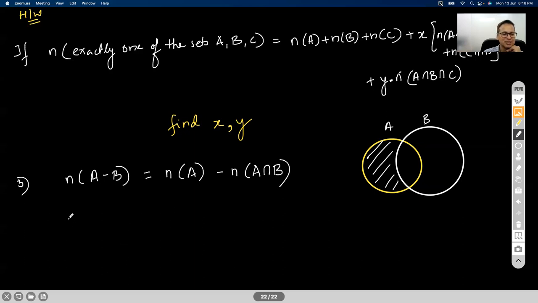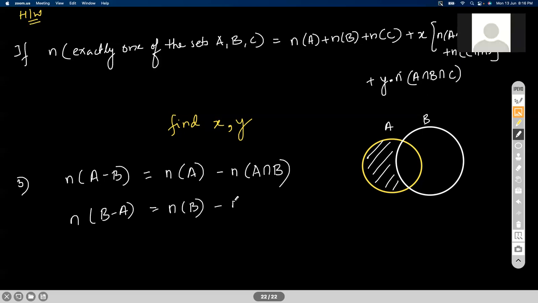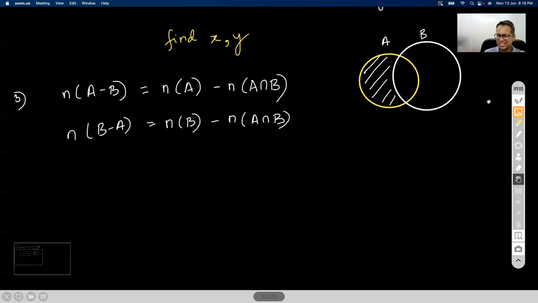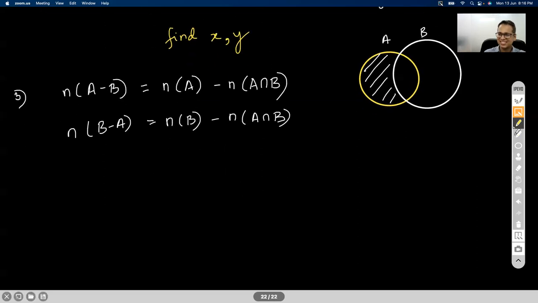Okay. Similarly, if I ask you how many elements will be there in B minus A, what will you say? Number of elements in B minus the number of elements lying in the intersection of A and B. Yes or no? Similarly, if I ask you how many number of elements are there in A delta B, what will you say?